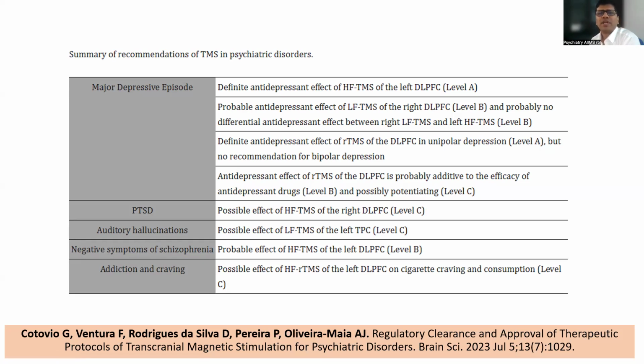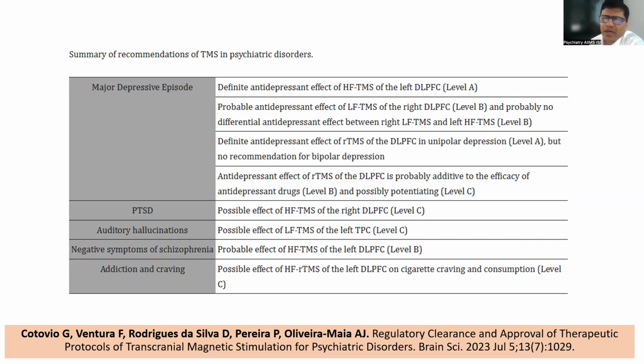When we are talking about low frequency rTMS targeting right dorsolateral prefrontal cortex, again, we have several double blind randomized controlled trials. So level B evidence, which is also a very good evidence. When we are talking about unipolar depression, the level of evidence is the highest, level A. PTSD is another indication where anxiety symptoms and autonomic arousal are quite prominent. High frequency rTMS targeting right DLPFC can be one potential way to deal with PTSD. So the level of evidence is level C.